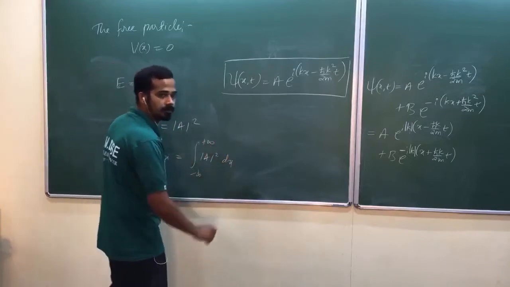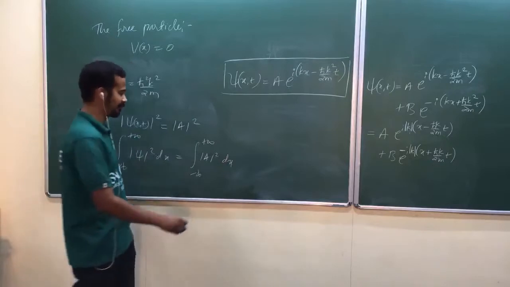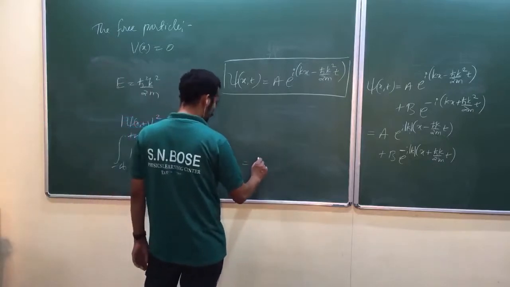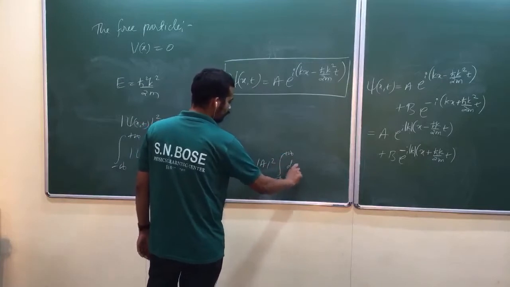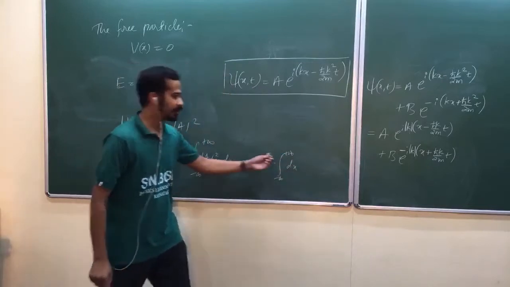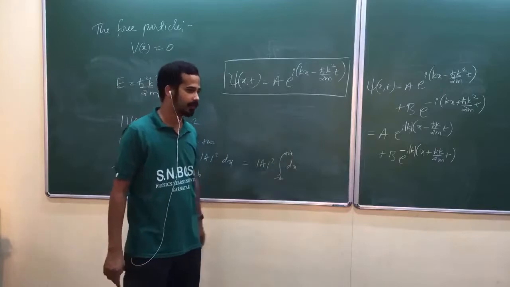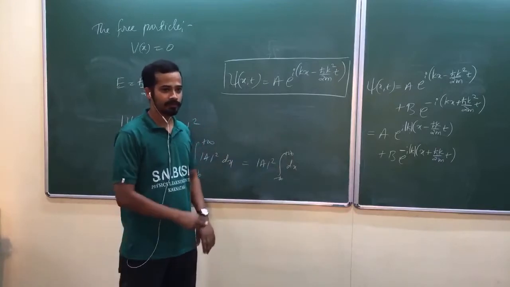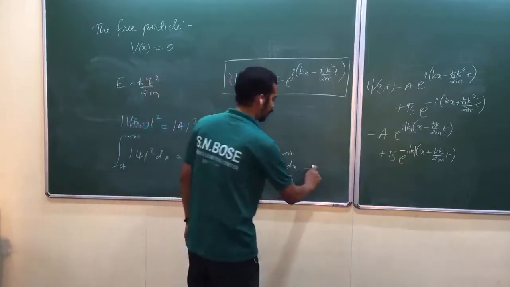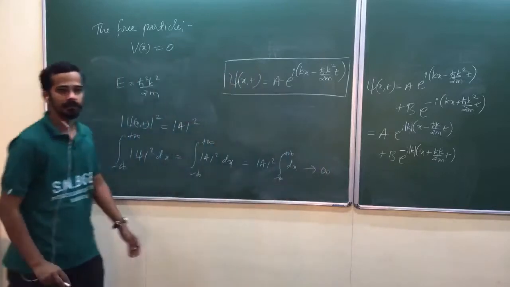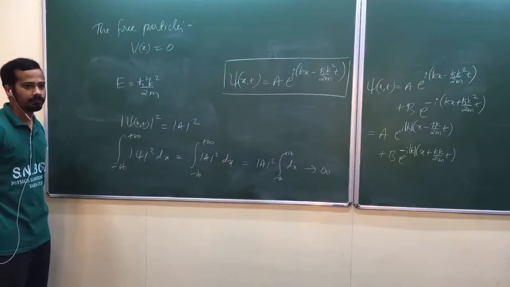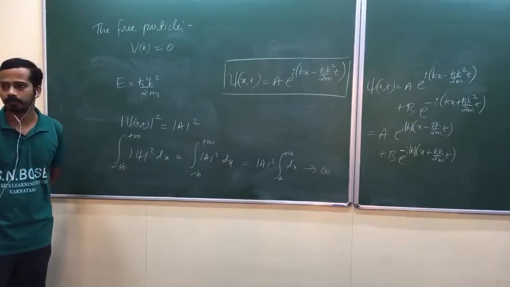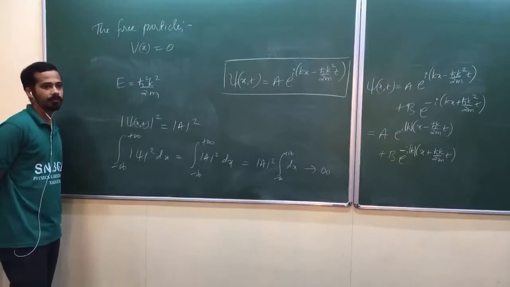What is this one? Don't write 0. Minus infinity to plus infinity, dx. What is this one? Dx, dx, dx, integrated from minus infinity to plus infinity. That's infinity. Is that okay? It is tending to infinity. It is not a normalizable wave function. Are you getting my point? It is not a normalizable wave function.